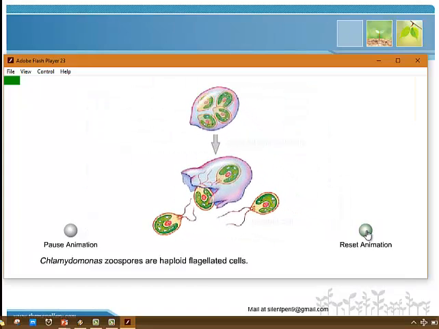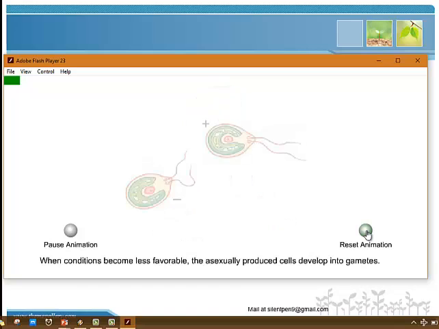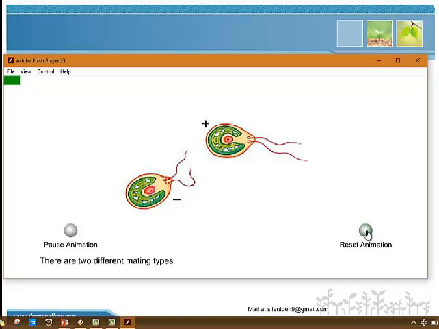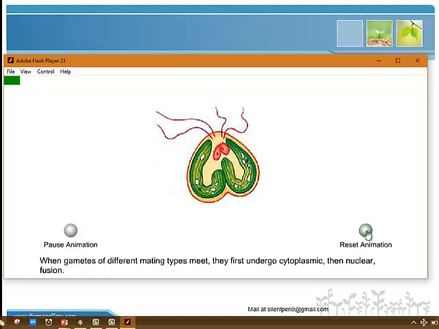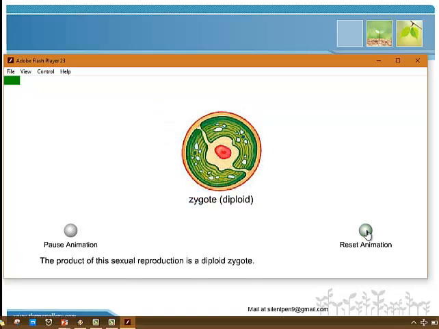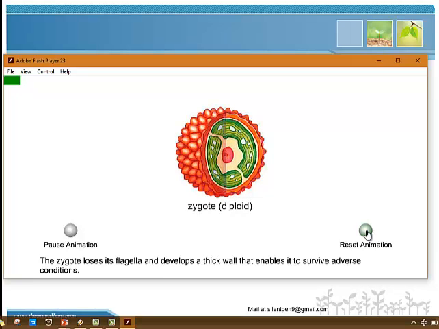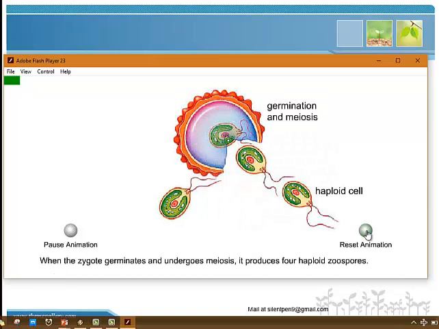Chlamydomonas zoospores are haploid flagellated cells. As long as conditions are favorable, these cells reproduce asexually. As many as 16 cells may form by mitosis within a parent cell. Daughter cells escape when the cell wall ruptures. When conditions become less favorable, the asexually produced cells develop into gametes. There are two different mating types. When gametes of different mating types meet, they first undergo cytoplasmic, then nuclear fusion. The product of this sexual reproduction is a diploid zygote. The zygote loses its flagella and develops a thick wall that enables it to survive adverse conditions. When the zygote germinates and undergoes meiosis, it produces 4 haploid zoospores. They reproduce asexually until conditions change once again.